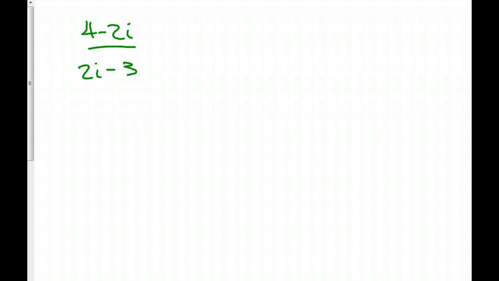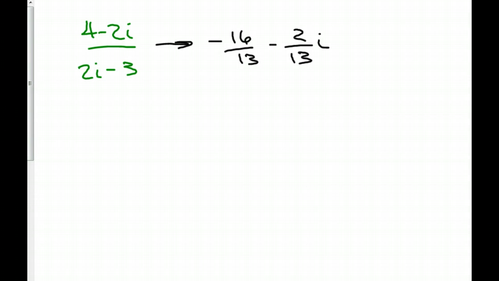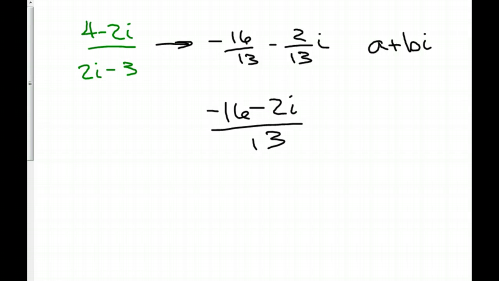Okay, so when you do this, you should get the answer. Oh, I always forget to change it. So you have to write it separately. Remember when we went over this? It's the same thing, because really what you would get with this is negative 16 minus 2i all over 13. That's probably what you got.